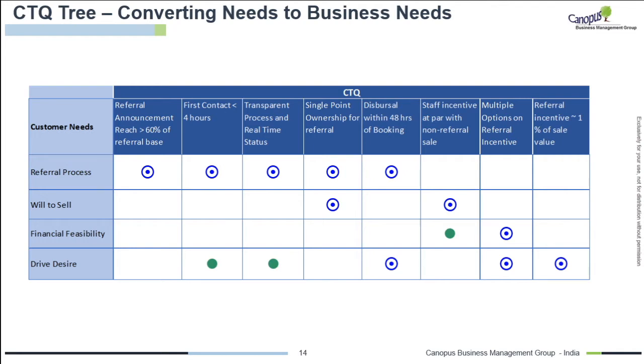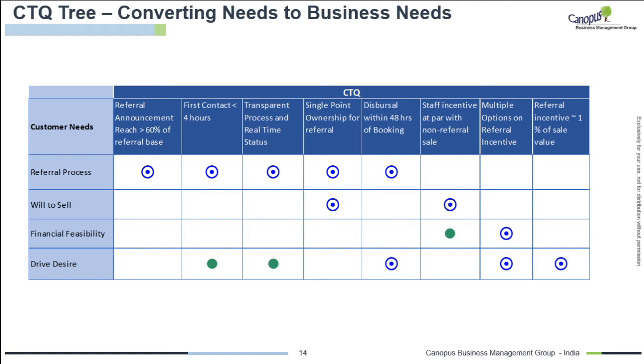So if I vertically start analyzing this data, I might be able to say in which functional or business need do I have maximum circle inside a circle. So you have 3 of them having a circle inside a circle. It is single point of ownership for referral, dispersal within 48 hours, and multiple options on referral incentive. These 3 have circle inside a circle. So these business needs become extremely important for us to fulfill.